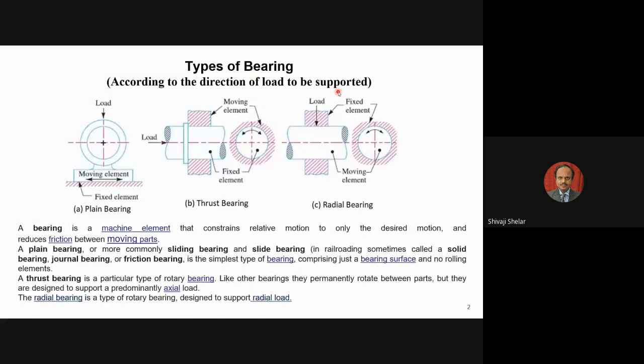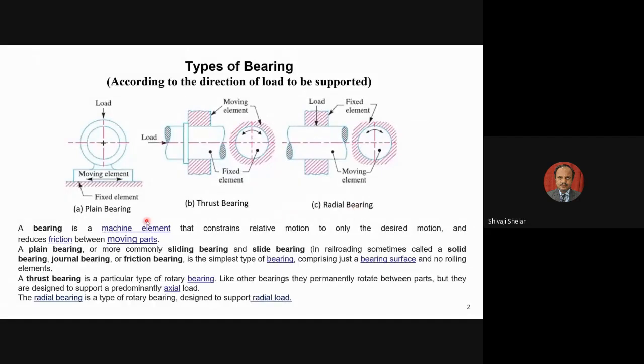Now the load, we have learned about spur gear, helical gear, bevel gear, and even about belt and pulley arrangement. These elements are subject to tangential, radial, and axial load. These loads are transferred to the shaft, and in turn they are transferred to the bearing. So we need to support the load in a different manner. Based on the load direction, three types of bearings are used. One is called plain bearing, another is thrust bearing, and radial bearing.